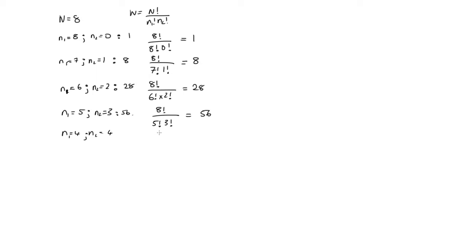Then we've got n1 equals 4, n2 is equal to 4. And so calculating that, we've got 8 factorial over 4 factorial times 4 factorial. Solving that on the calculator, we get 70. So this is 70. And now we do them in reverse.